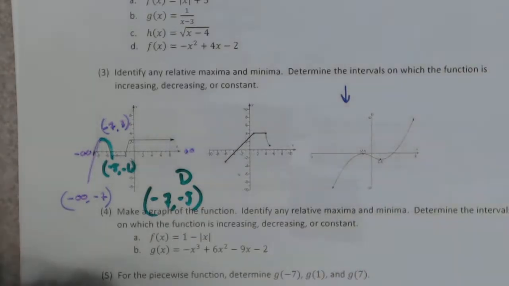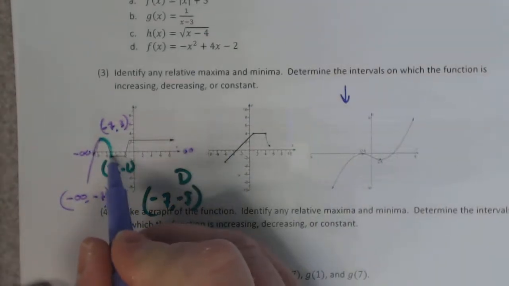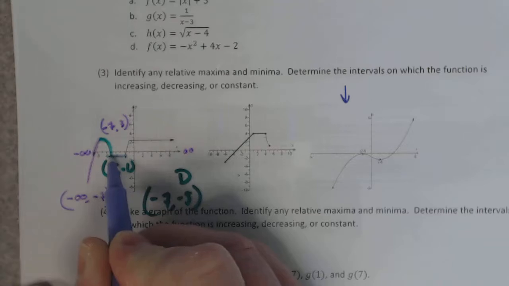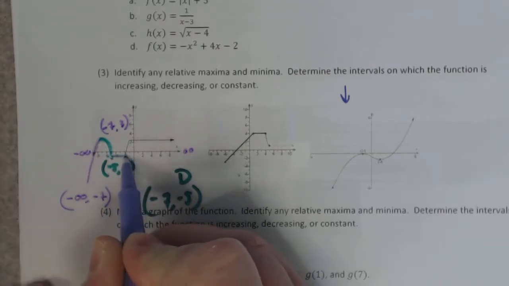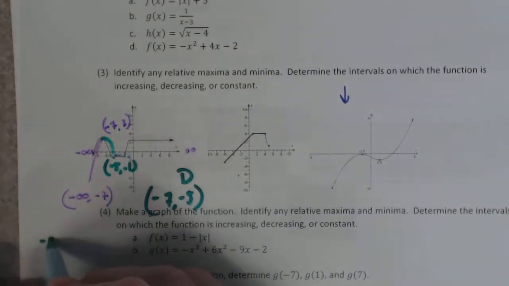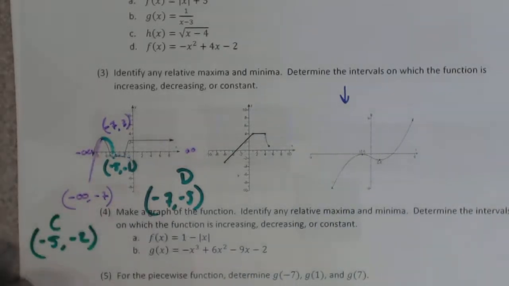Okay, now what's going on here? Well, here it's flat, so it's constant. From here to here, it's constant. So from -5, what's the x value here? -2. So from -5 to -2, we are constant.